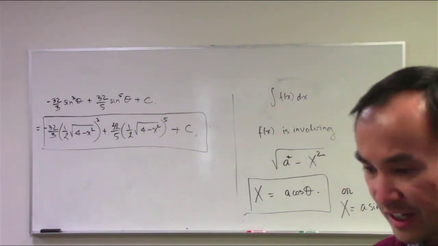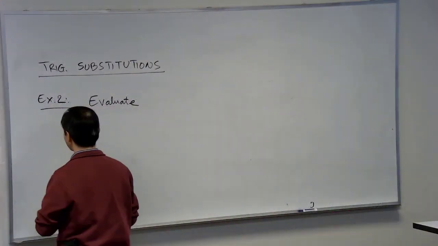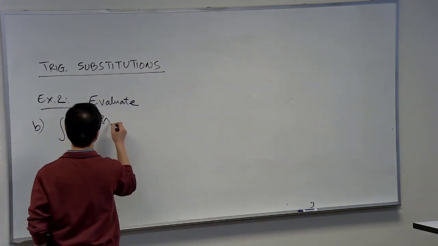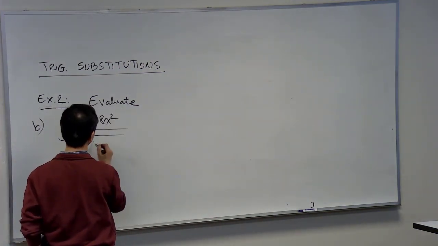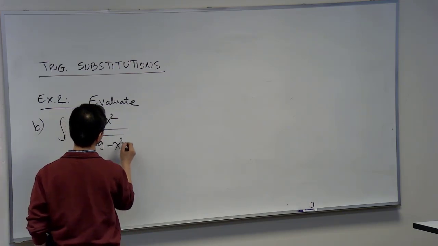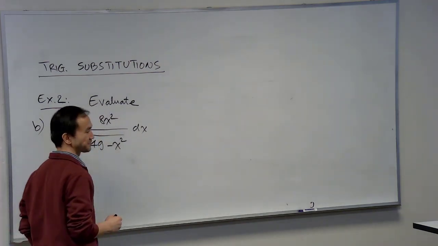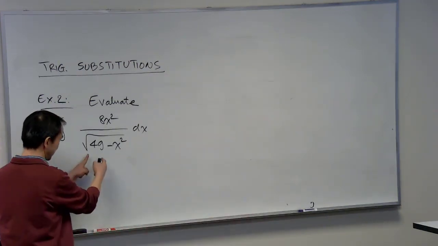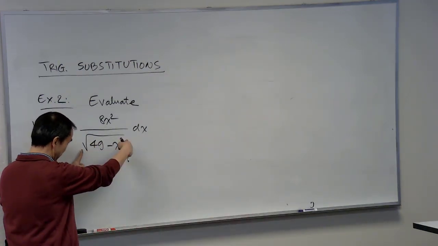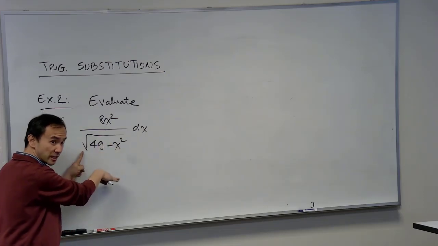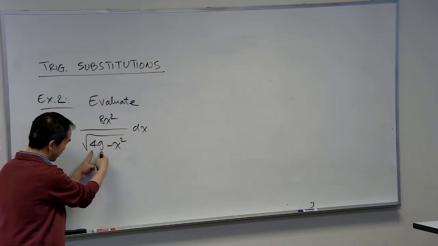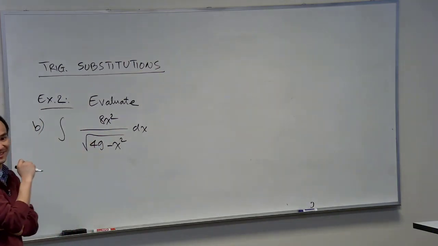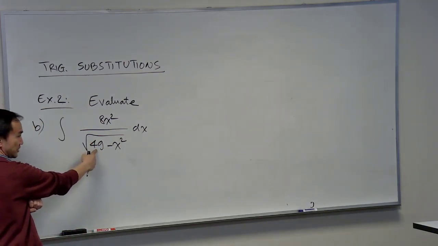All right, so let's look at another one, part B of our example: the integral of 8x squared over the square root of 49 minus x squared dx. Once again, I see there's a constant, and there's that square root expression involved. This time it's in the denominator, and then there's this constant minus a square expression. See that? So I recognize the 49 here as 7 squared.